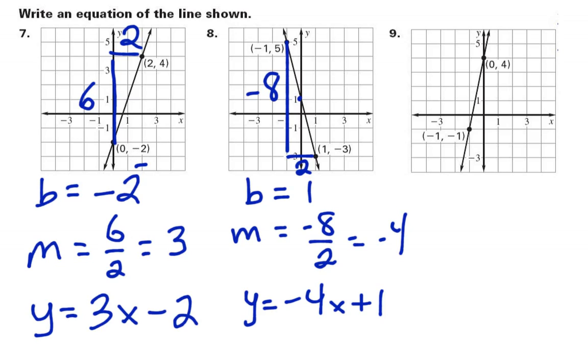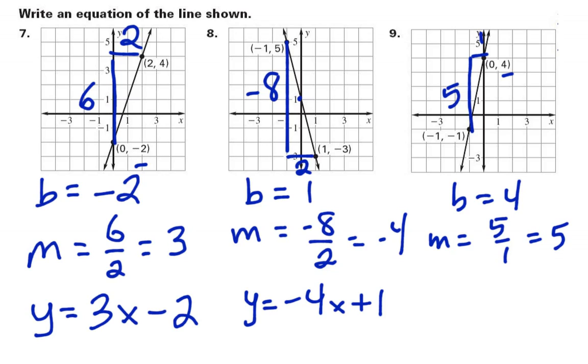Last problem. Again, in this problem, they have shown me what the y-intercept is. It's 4, so b is 4. And for m, it looks like the rise is 5 units and the run is 1. And that was up 5, so it's positive. So I get 5 over 1, which is simply 5. So the equation for my line is y equals 5x plus 4.